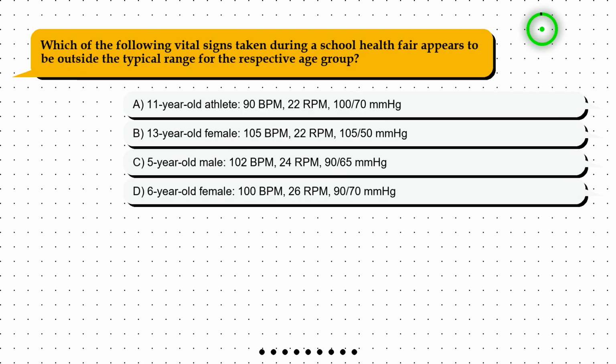Question 8. Which of the following vital signs taken during a school health fair appears to be outside the typical range for the respective age group? Option A, the 11-year-old athlete, 90 BPM, 22 RPM, 100/70 mmHg. Option B, 13-year-old female, 105 BPM, 22 RPM, 105/50 mmHg. Option C, 5-year-old male, 102 BPM, 24 RPM, 90/65 mmHg. Option D, 6-year-old female, 100 BPM, 26 RPM, 90/70 mmHg.